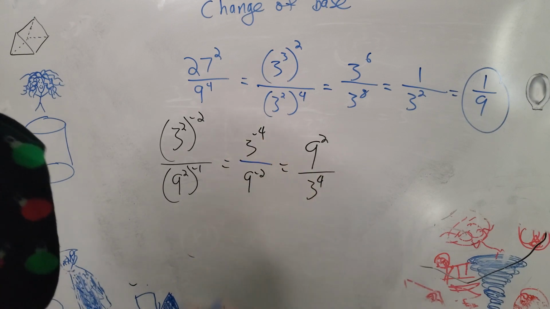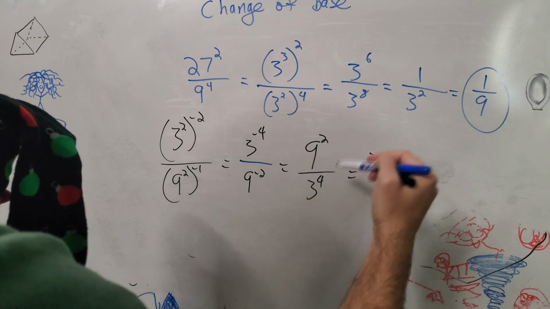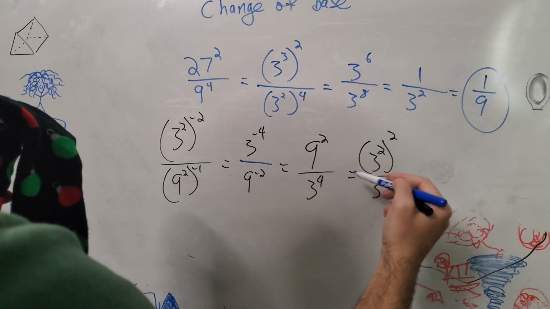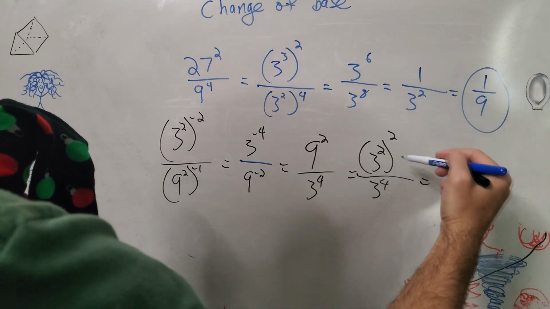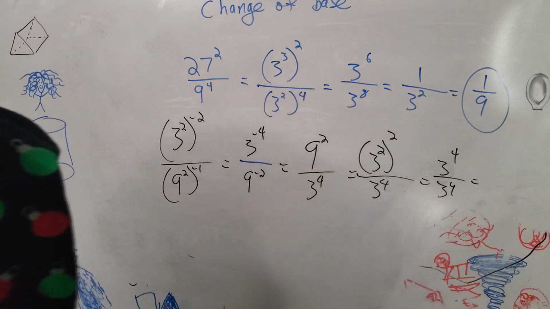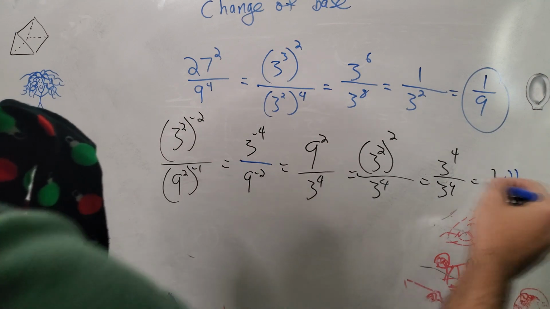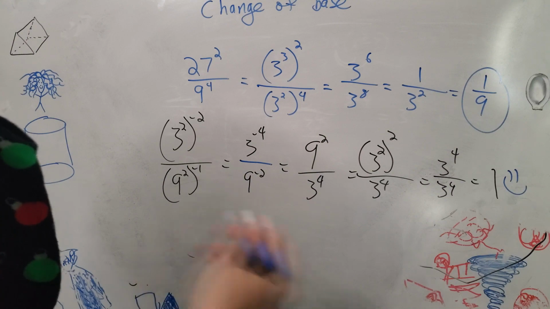And now I could do change of base. So the 9 can be rewritten as 3 squared, squared. And then down below we have 3 to the fourth. That's going to simplify to 3 to the fourth over 3 to the fourth. What's our answer, guys? It's going to be 1. A big 1. You have the same thing over itself. You're matching on the top and the bottom exactly, so it's just 1.